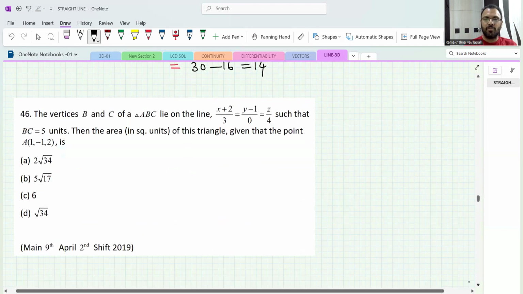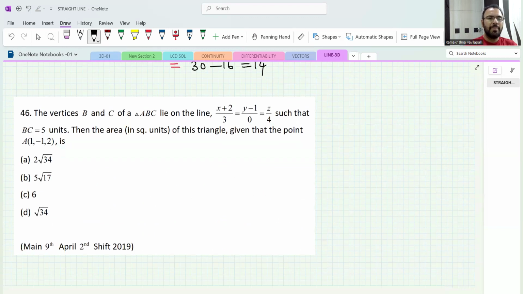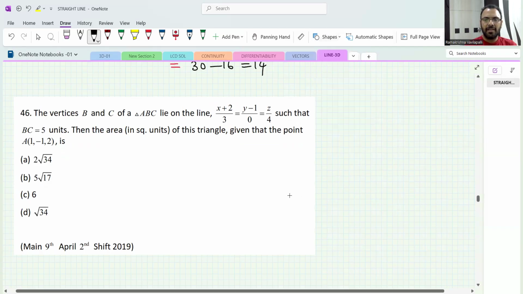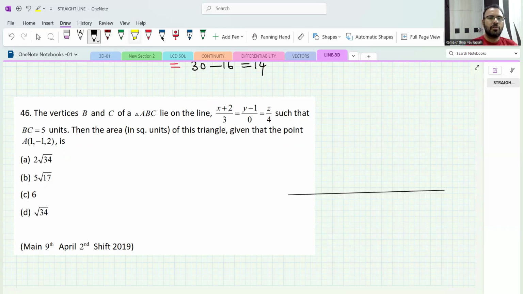Next, here is another problem based on the triangle. B and C of a triangle lie on this line. B and C lying on a line L. So B, C points lie on the line L, such that BC, the distance between B and C, is given as 5. The area of this triangle, given that A is equal to (1, -1, 2).